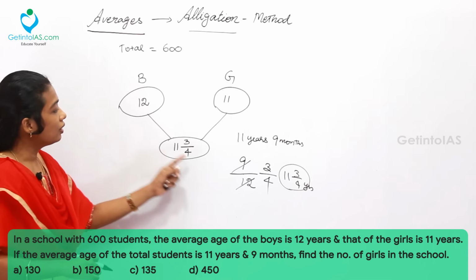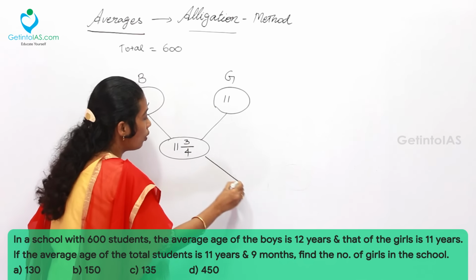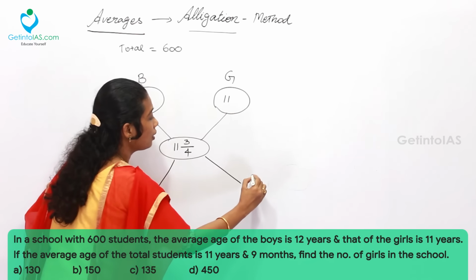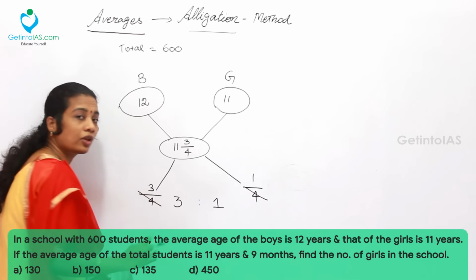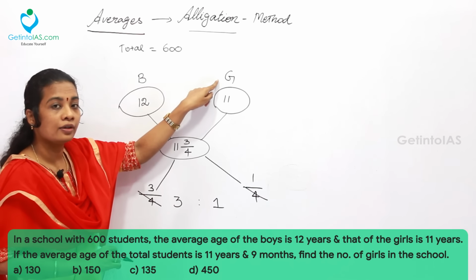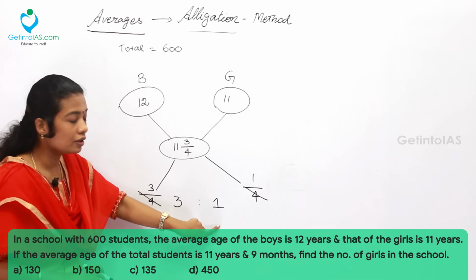After that you can get the difference between these values. 12 minus 11 3 by 4 is 1 by 4 on this side, and the difference between 11 3 by 4 and 11 is 3 by 4. Finally, you can take the ratio: the 4 will get cancelled, so 3 to 1 is the answer. The ratio of boys is 3 and the ratio of girls is 1. That is 3 to 1, the correct ratio of boys to girls.